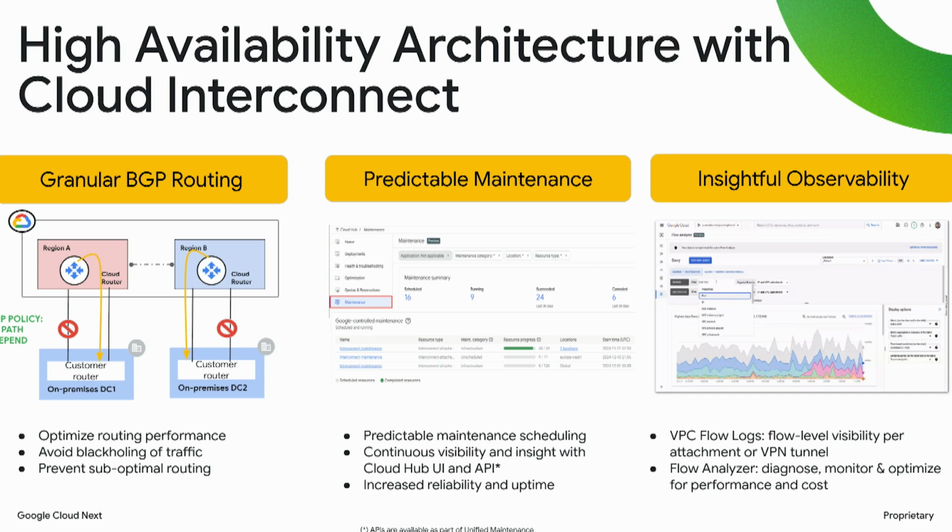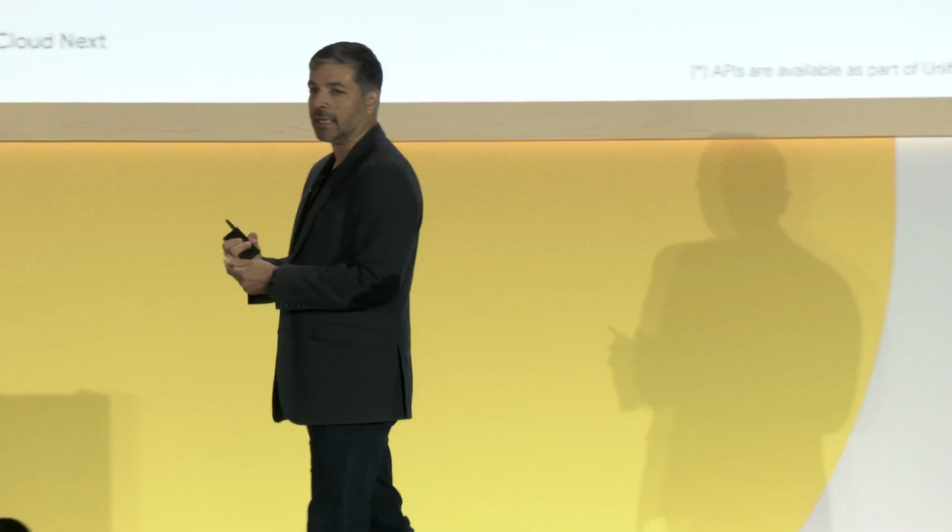Upon popular demand, we made significant improvements in interconnect maintenance. Interconnect maintenance dashboards are now available with Cloud Hub. Cloud Hub provides you full visibility into maintenance, insights, etc., on an ongoing basis. It's not just available on the UI, but it's also integrated with unified maintenance APIs such that you can import some of these metrics into your own dashboards.